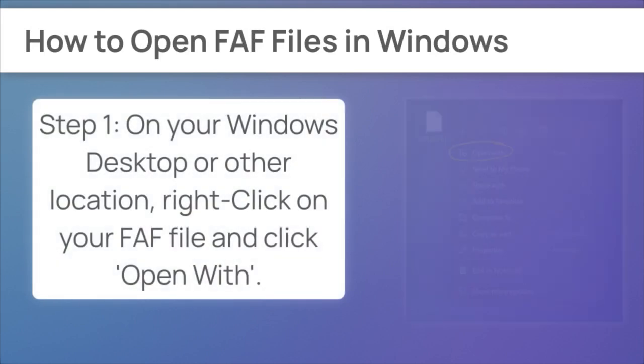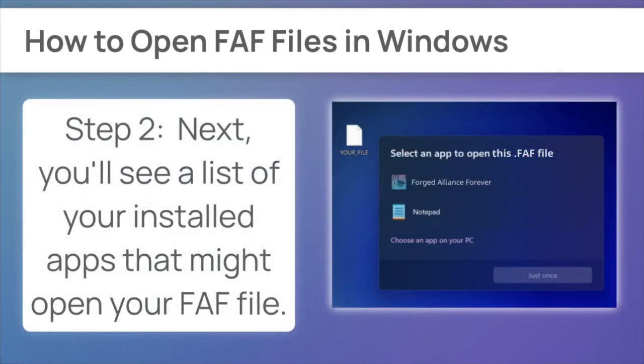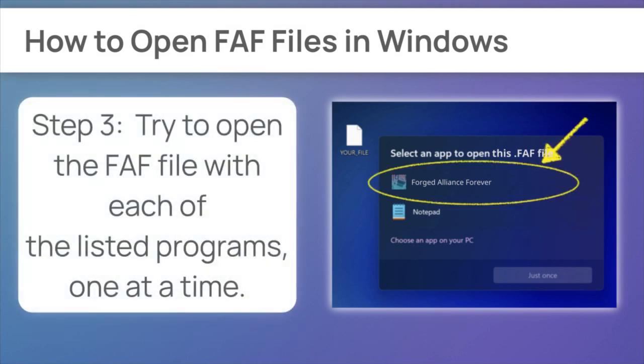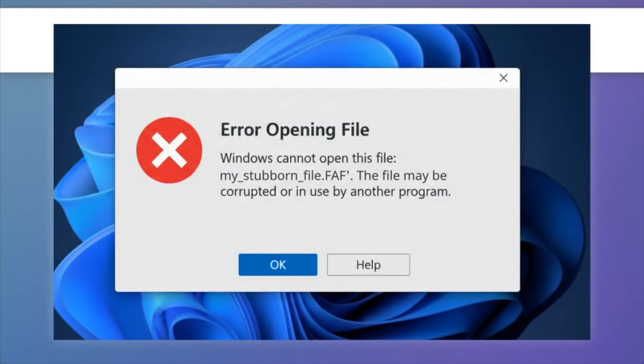The first step is testing the ecosystem. Right-click your FAF file and click Open With. If Forged Alliance FAForever is available, start with that. If not, don't hesitate to test every other option in the list. If your FAF file is not opening yet, that is normal.